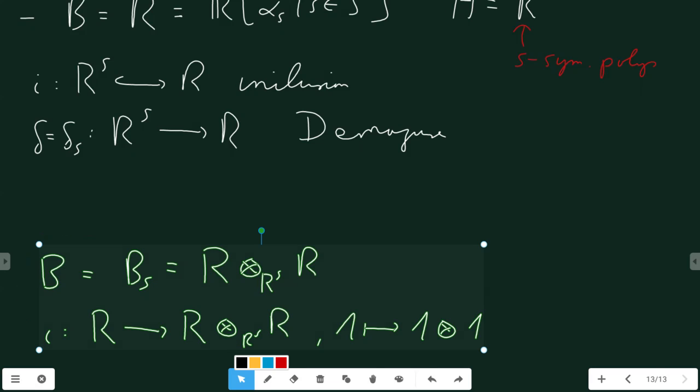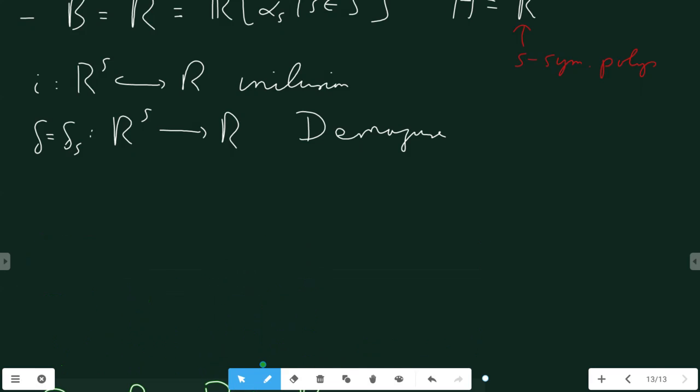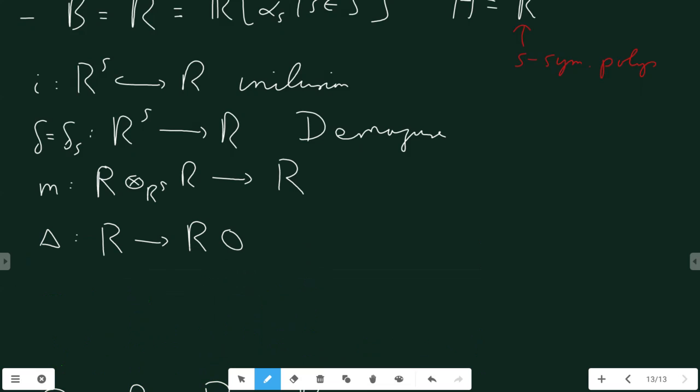I will need you in a second. Okay, and then the lemma tells us that there are two other maps, m and delta. The map m should go from R tensor over R^S of R to R, and the delta should go from R to R tensor over R^S of R. And the maps are pretty easy.